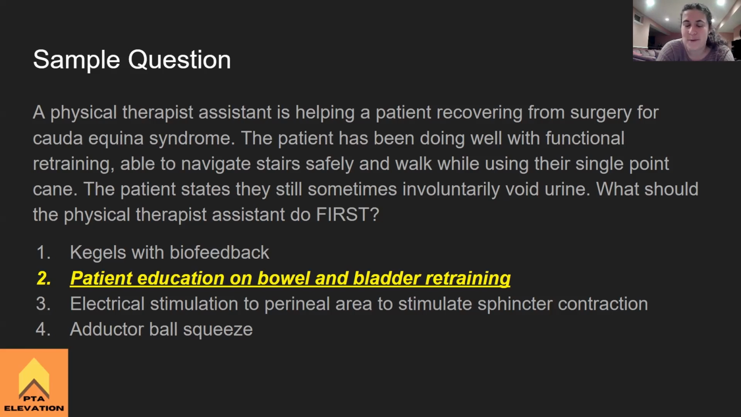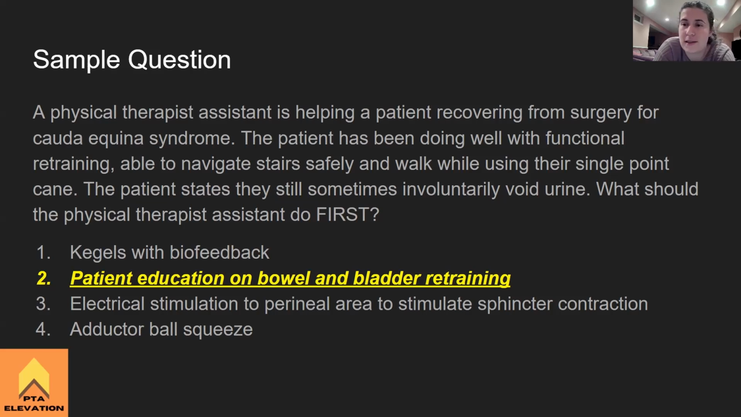So we notice that they're still having a problem with this. So, okay, would Kegels with biofeedback be a good idea? Possibly, if it's due to like stress incontinence, and that's why it's happening, or just sphincter incompetence in general. That might help with the pelvic floor muscles. Electrical stimulation to the perineal area to stimulate sphincter contraction. Okay, if that's the issue, that might be a good one too. We would do that. Adductor ball squeeze, squeezing balls, that's never a bad thing. But let's ask what we should do first.